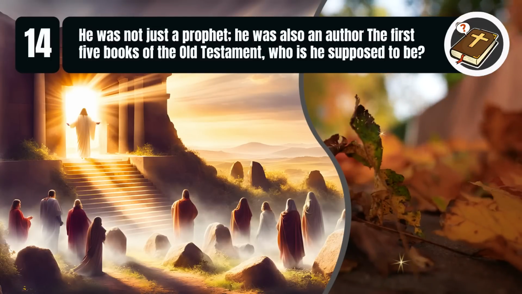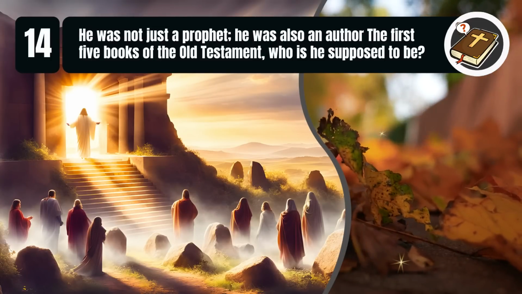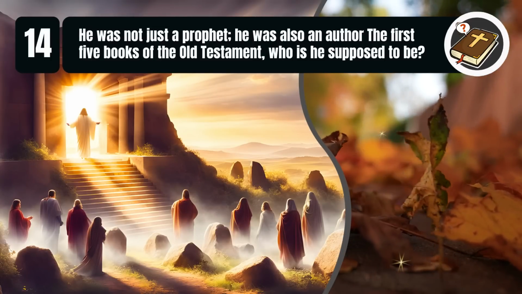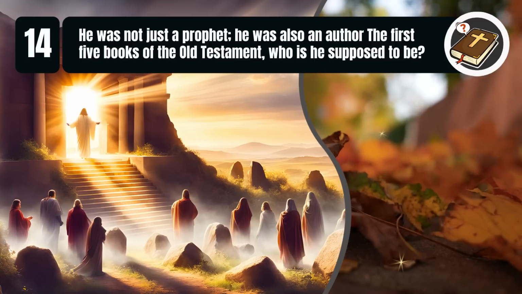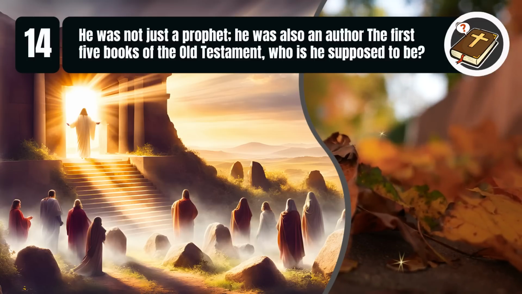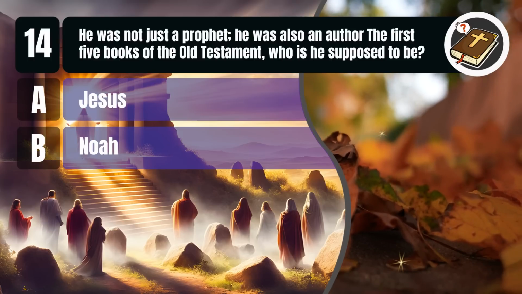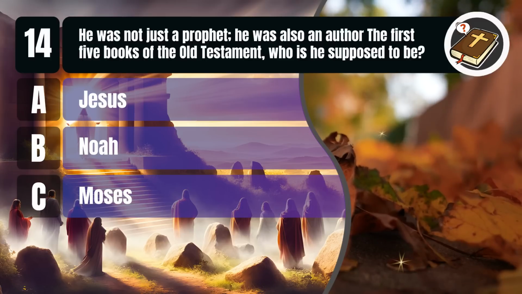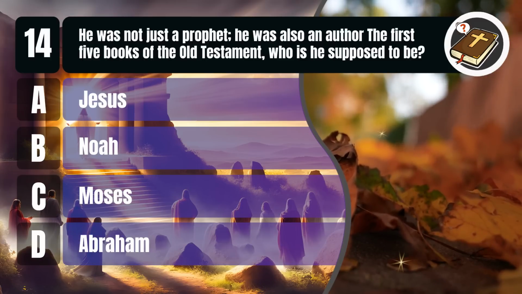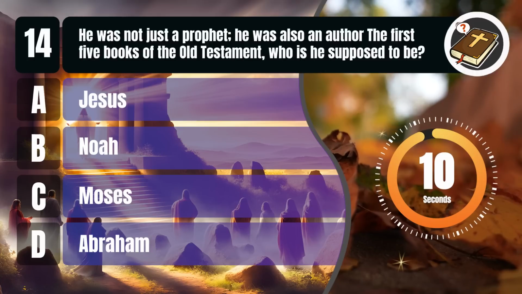Question 14. He was not just a prophet, he was also an author, of the first 5 books of the Old Testament. Who is he supposed to be? A. Jesus. B. Noah. C. Moses. D. Abraham. You get 10 seconds.